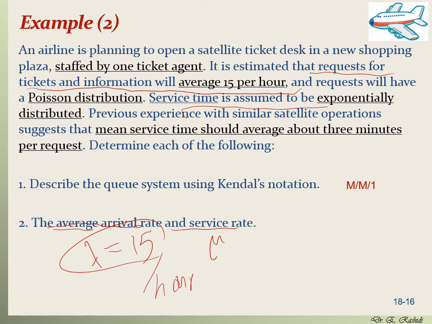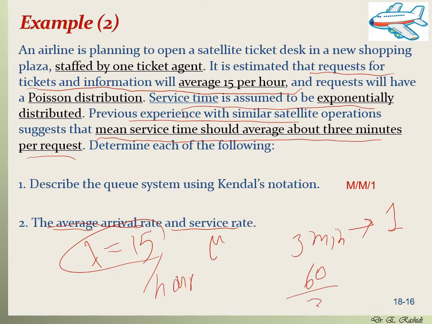So we know that the service time is exponentially distributed. The previous experience with similar satellites says that the mean service time should be about 3 minutes per request. That means that every 3 minutes, they can serve one customer. So we need to have the same time window that we use for arrival rate. For arrival rate, we talked about hour. If we can serve a customer in 3 minutes, how many customers can we serve in an hour? Every hour is 60 minutes. 60 minutes divided by 3, we get 20. So in an hour, we can serve 20 customers. So mu is actually 20 here.